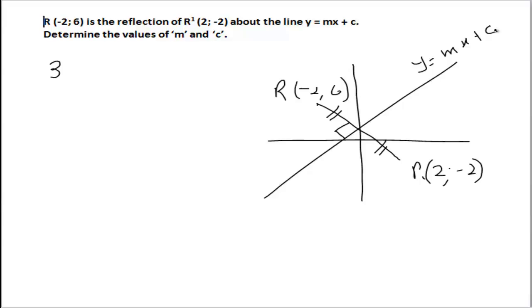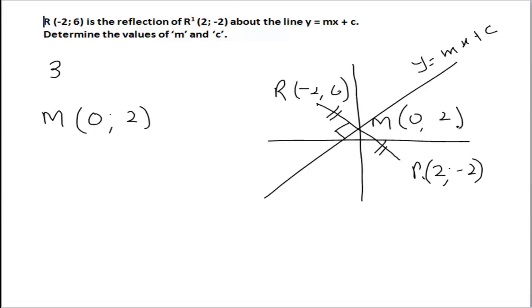So if we take this now and go back to what we would normally look at, let's find the coordinates of M, which is the midpoint. The coordinates of M: minus 2 plus 2 divided by 2 is 0, and 6 plus minus 2 is 4, divided by 2 is 2. So we've got that as (0, 2). So all we need is a gradient.